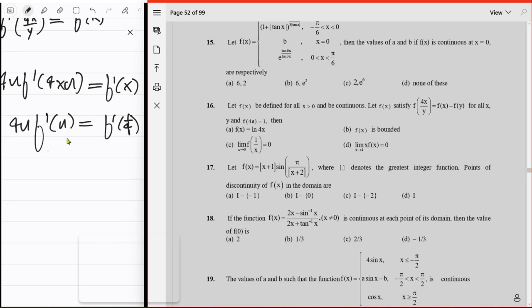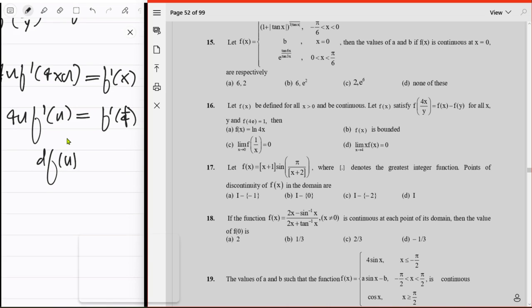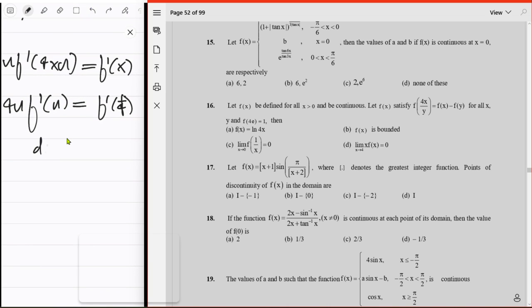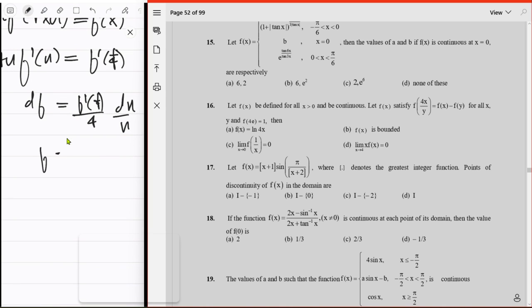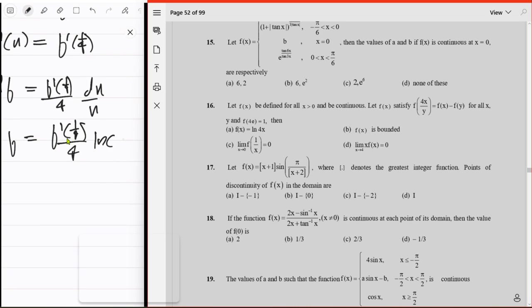Okay, it's like dy upon that. So df of u, I'm just going to say it's df. So df is equal to f dash of 1 upon 4 upon 4, and then you have 1 upon u and then du, so du upon u or something like that. So f is equal to f dash of 1 upon 4 upon 4, and then you get natural log of u plus some kind of constant, of course.